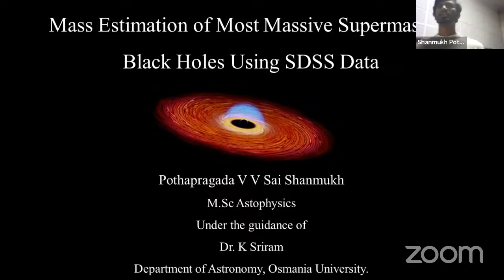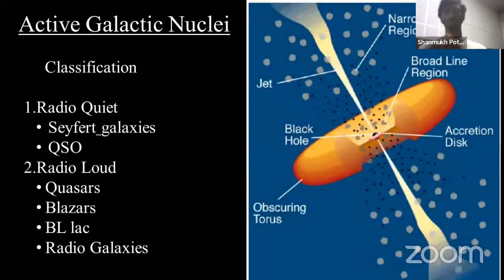Firstly, to understand what AGNs actually are: to briefly classify, AGNs are classified into two, whether they are radio quiet or radio loud. Radio loud just means that it emits a lot in the radio spectrum. Since SDSS is a visible telescope, my sources are QSOs, which are quasi-stellar objects.